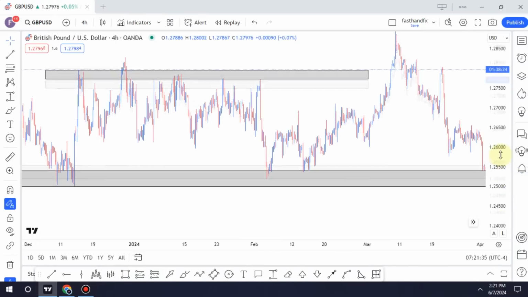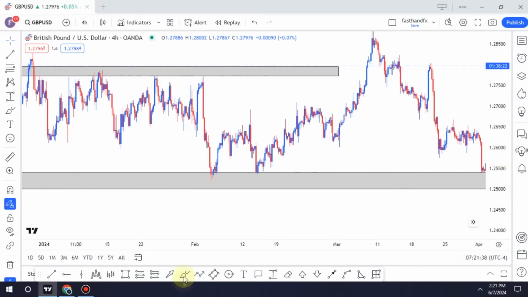Now remember, if you see price approaching a supply and it gives you a continuation pattern, look for an inverse head and shoulders to take your buy entry, or look for a double bottom to take your buy entry. And if you see price approaching our demand level in a continuation pattern, look for a head and shoulders or a double top to take your sell position. I hope you guys are getting what I'm trying to say.